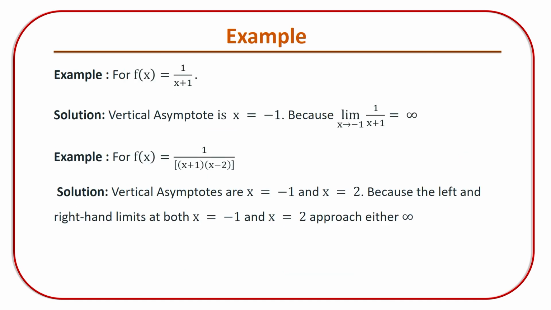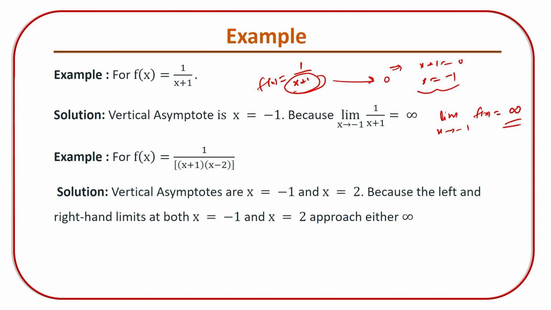Now look at this one, f of x equal to 1 by x plus 1. How can I make this denominator tend to 0? That is only possible when x plus 1 equal to 0, x equal to -1. So x equal to -1 will be our vertical asymptote, since the limiting value of this function as x tends to -1 is infinity, right? So that's how I have derived the vertical asymptote for a given function.